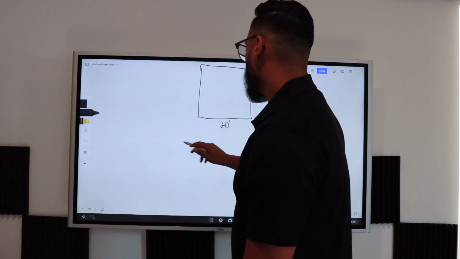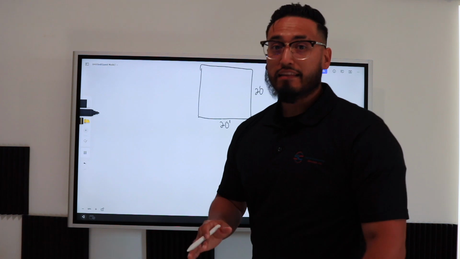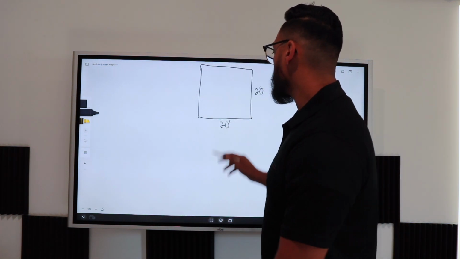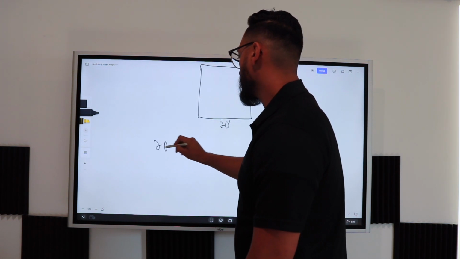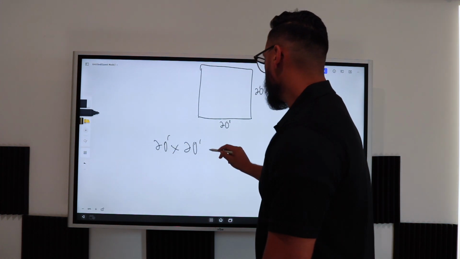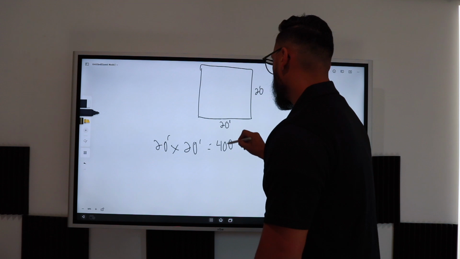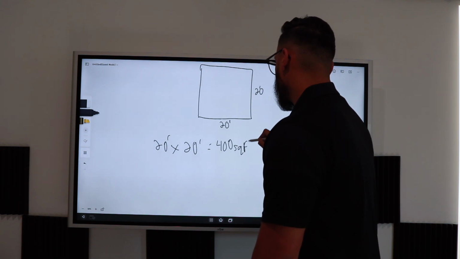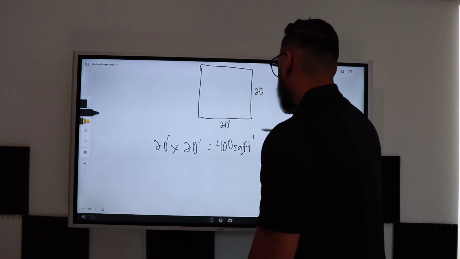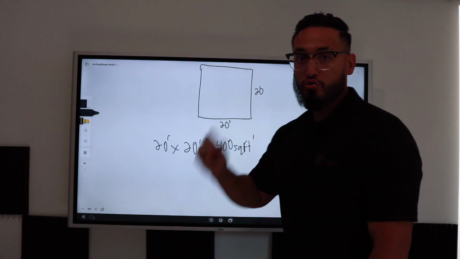So it's all geometry, area, volume. It's really not that difficult. Once you get the hang of it, it's really easy, trust me. So first thing you're gonna do is multiply 20 by 20, right? 20 by 20, that's gonna give you 400 square feet. That's only giving us the surface area, right? What we need to do next is convert that square footage into cubic yards.